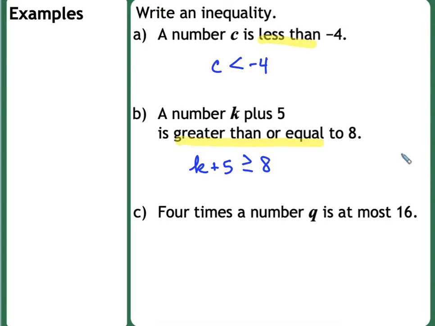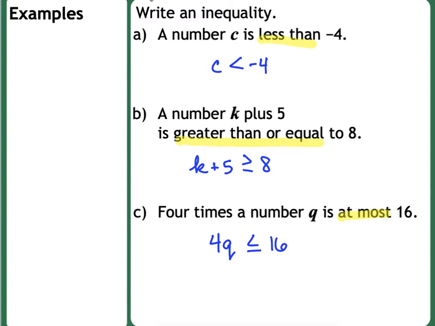Now one that's a little trickier, 4 times the number Q is at most 16. So the most it could be is 16. So if you're thinking money, at most you have $16. That means that's less than or equal to, because it's at most $16. Alright, so now I have to write the expressions. 4 times the number Q, we write that as 4Q, is at most, less than or equal to 16.